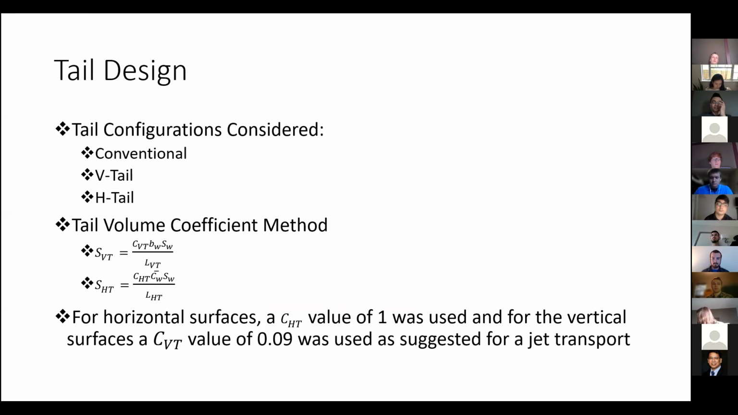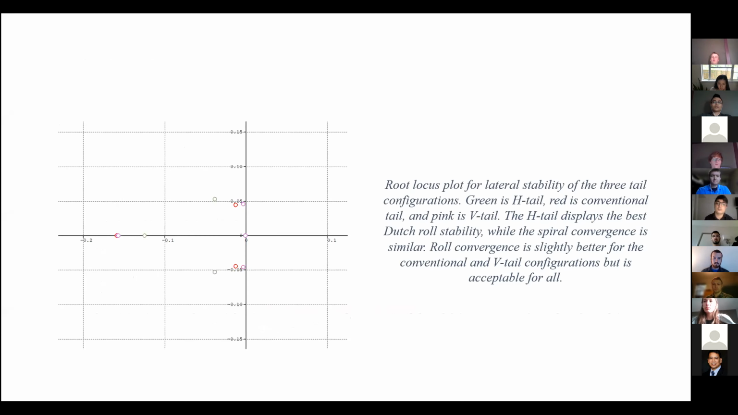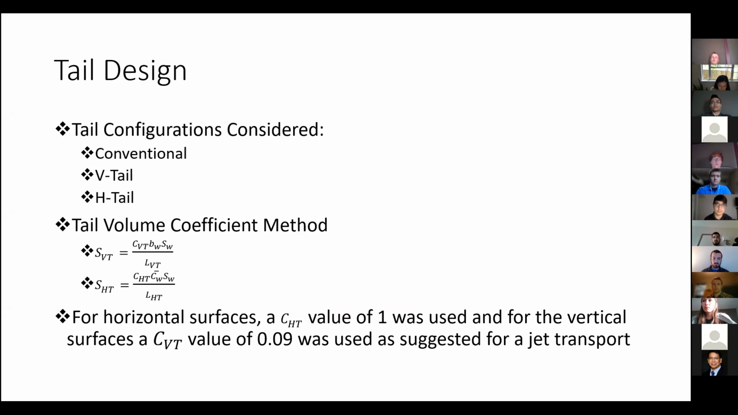So for designing the tail, we initially considered 3 different configurations. We looked at a conventional tail, a V-tail, and an H-tail. And all three were initially sized and compared so that we could select the best performing one. And we sized each tail using the tail volume coefficient method, which relates the area of the horizontal and vertical stabilizers using the wing geometry and pre-selected coefficients. For horizontal surfaces, we used a coefficient of 1, and vertical surfaces, we used a coefficient of 0.09 as suggested for jet transport aircraft.